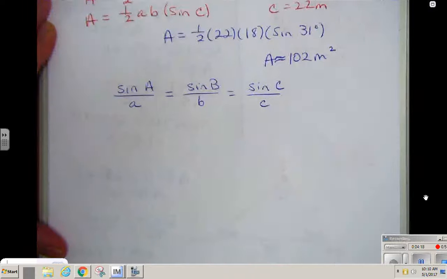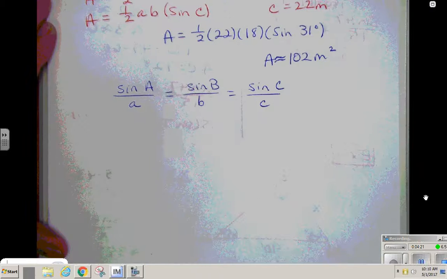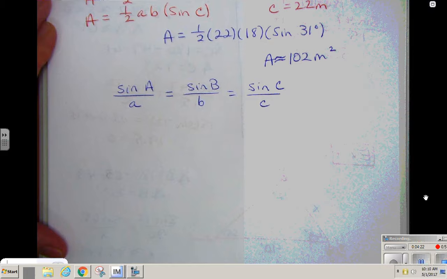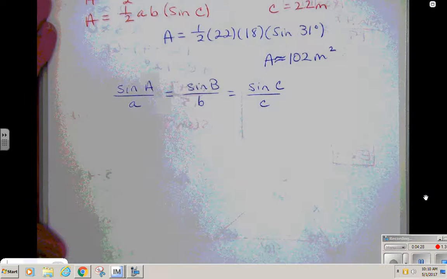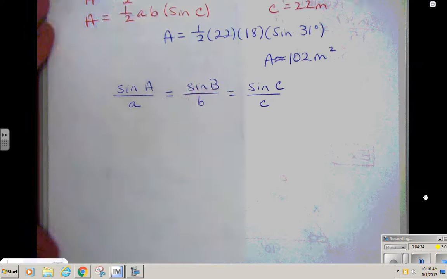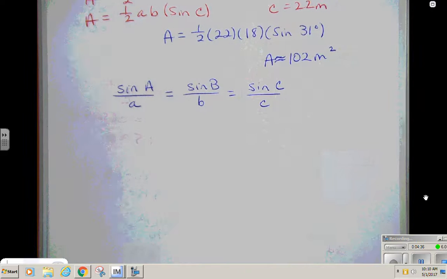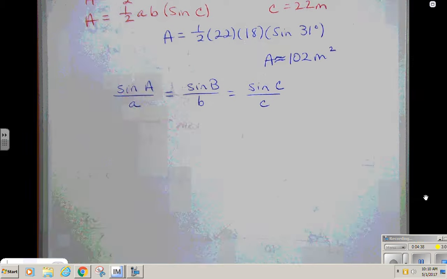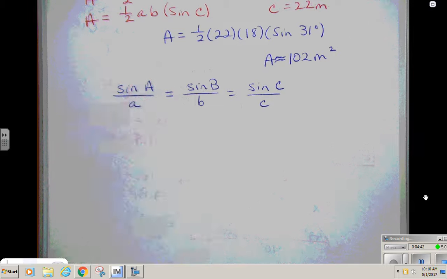And that works for any triangle. It doesn't have to be a right triangle. It's good for anything. So if you know three values, any three values for your triangle, you can figure out everything else. Well, you have to have at least one angle or at least one side. Any questions? All right, so let's look at example 2.